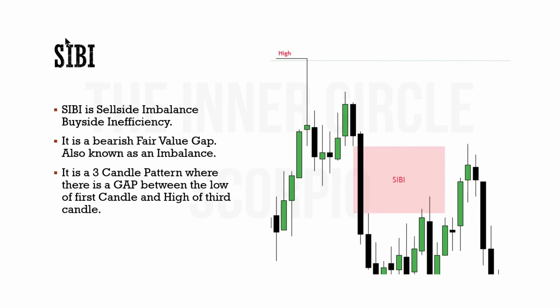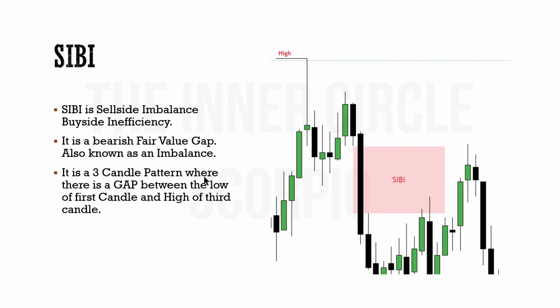We touched on CB multiple times in previous lectures because we needed this for examples, different things that I needed to explain. So CB is just a sell side imbalance and buy side inefficiency. We discussed that there is a lot of sell side orders, but there is buy side inefficiency, so there are fewer buy side orders. This is a fair value gap. We call it a bearish fair value gap, and we can also call it an imbalance.